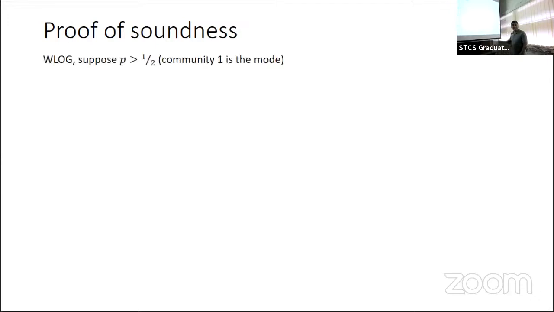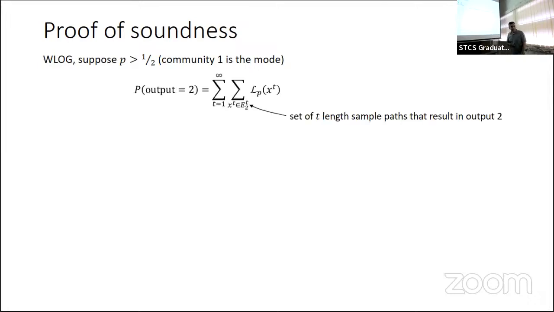Again, we are working in the simple two-community setting without loss of generality. Suppose that the underlying instance has community 1 being the largest community, so p is greater than half. The probability that you make a mistake is the probability that the algorithm outputs 2 instead of 1. Now, what is the probability of this? This is the probability corresponding to all of those sample paths of observations which would result in our algorithm giving the wrong answer. Just for concreteness, I've taken some time t from 1 to infinity, and these are t-length sample paths which would result in the algorithm stopping and giving 2 as the answer. This total likelihood is the probability of that.